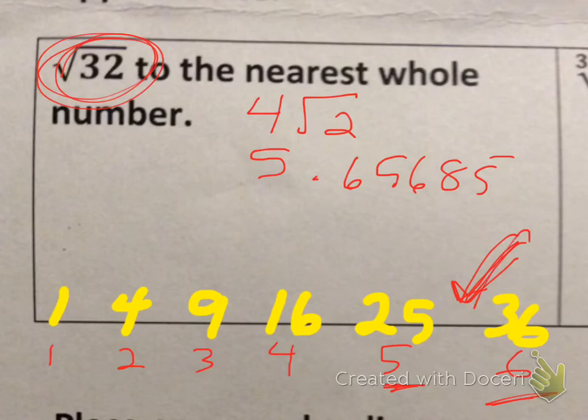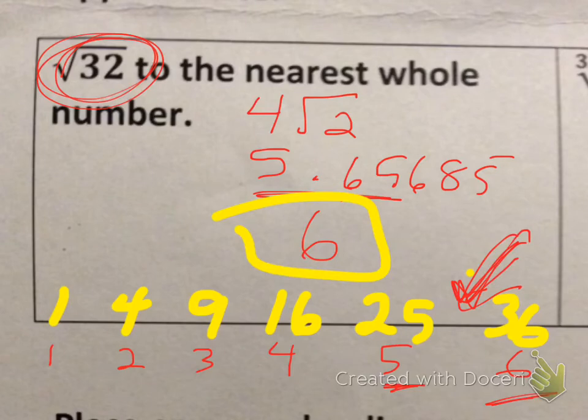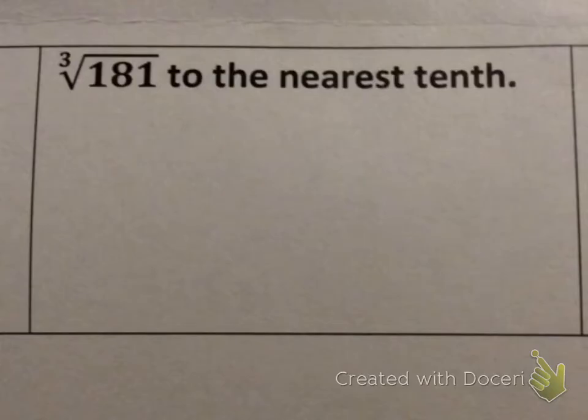So was I right? Was it between 5 and 6? I was. The question is, it says round to the nearest whole number. Which whole number is it closer to? Because it's 5.6, it's closer to the number 6. So I'm going to round to the number 6 for my solution there. Okay. All right, let's try the next one.